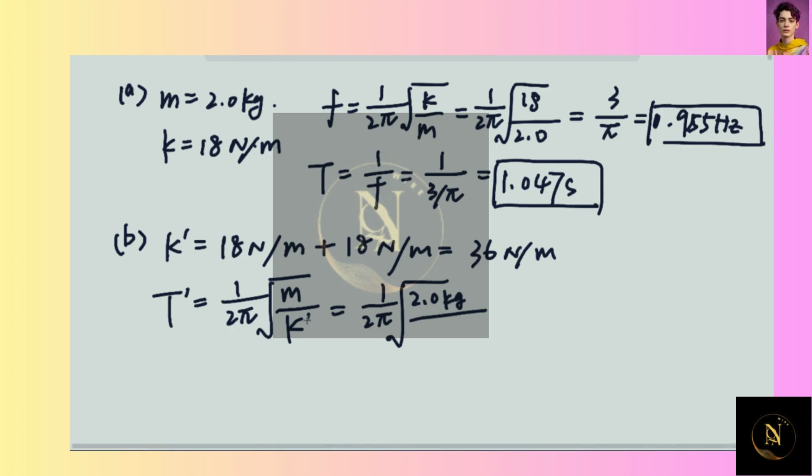I should write K prime here. So we're going to have 36 newtons per meter. If we run the calculation, it should eventually give us something that's close to 1.80 seconds, and that's the time period.